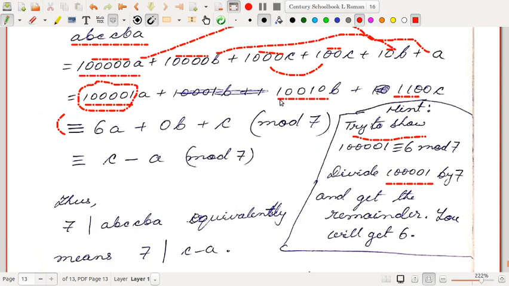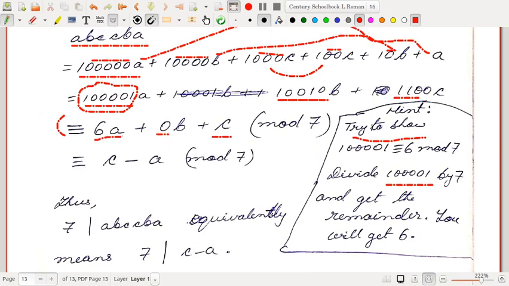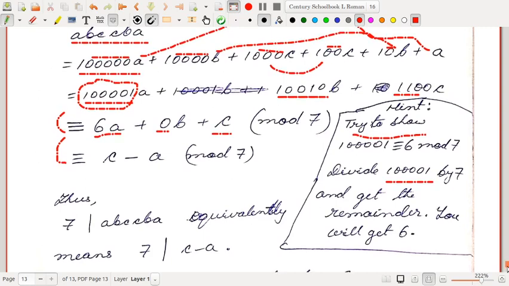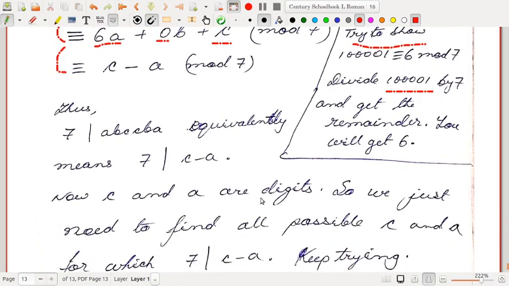Then you will see that 10010 is divisible by 7, so its remainder is 0. It is congruent to 0 mod 7, and 1100 is congruent to 1 mod 7. So ultimately 1100C is congruent to C. But again, 6 can be written as minus 1 modulo 7, because 6 minus minus 1 is 7, which is divisible by 7. So 6 is the same as minus 1. So this is ultimately congruent to C minus A modulo 7. So divisibility of ABCCBA by 7 is equivalent to divisibility of C minus A by 7.